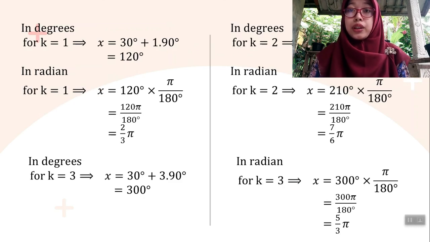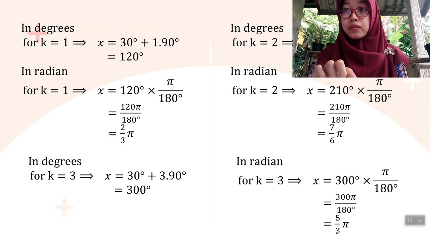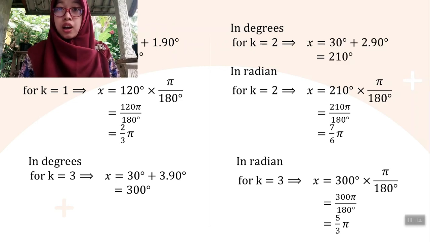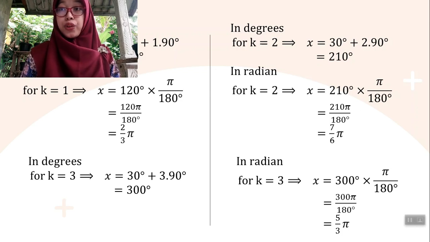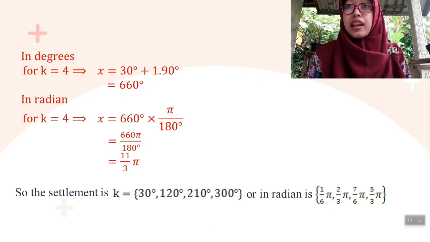In degrees, for k equals 1, we get x equals 120 degrees and in radians 2/3 π. For k equals 2, we get x equals 210 degrees and in radians 7/6 π. For k equals 3, we get x equals 300 degrees and in radians 5/3 π. Why only until k equals 3? Because for k equals 4, x is over 360 degrees.